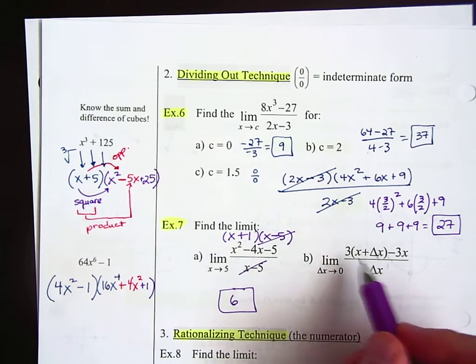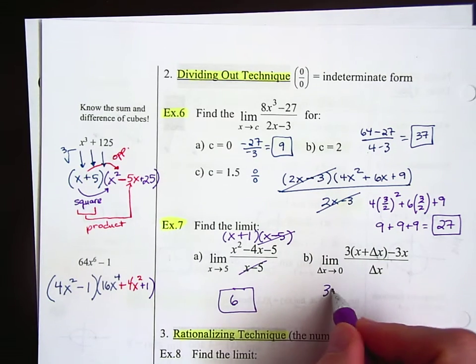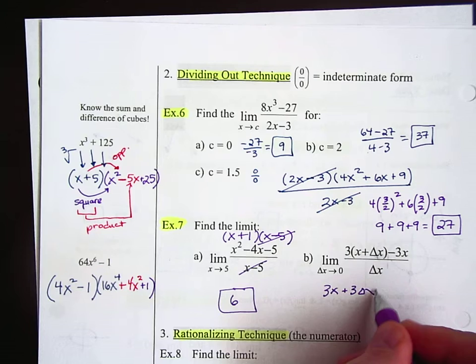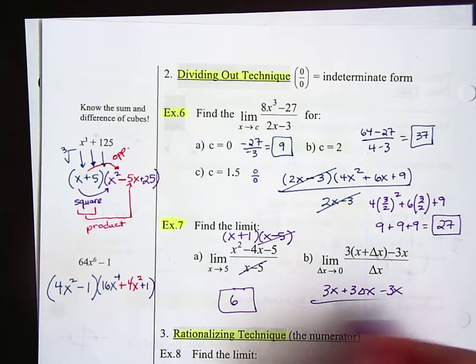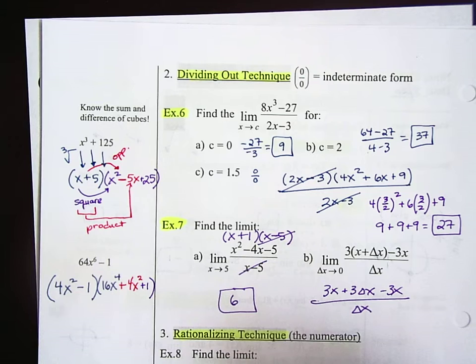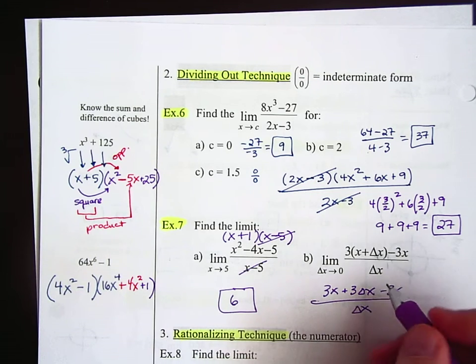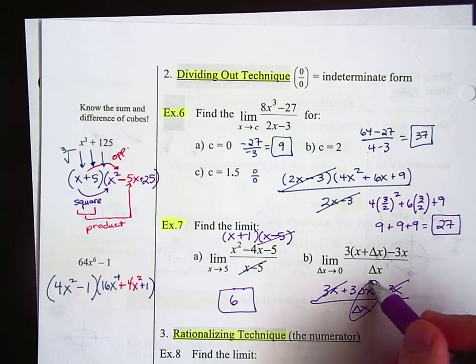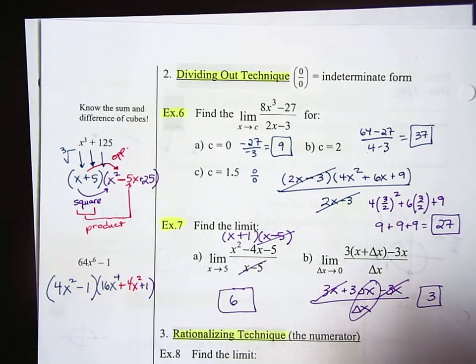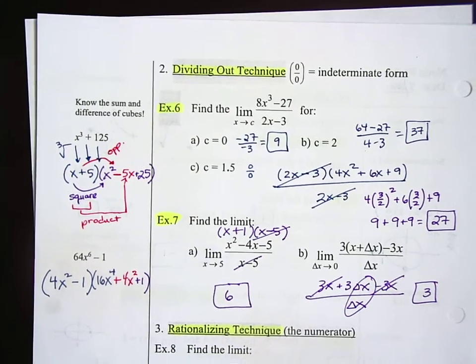All right. Now, rational expression. Let's see what's going on here. That's going to be 3x plus 3 delta x minus 3x over delta x. Delta x is a variable by itself. It just has two characters. So you notice that the 3x and the minus 3x cancel. Now we're going to use the dividing out technique right here. And that just is 3.